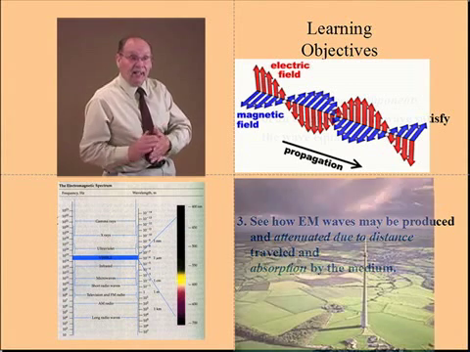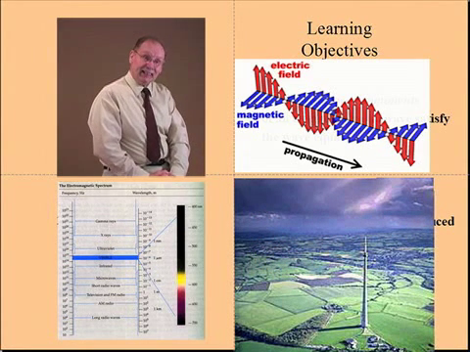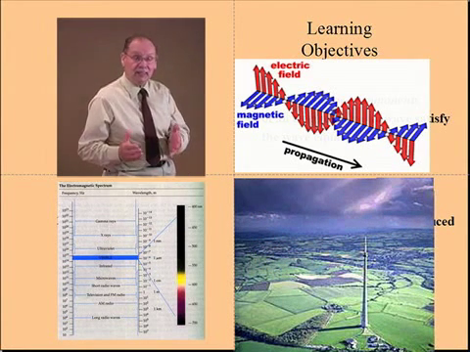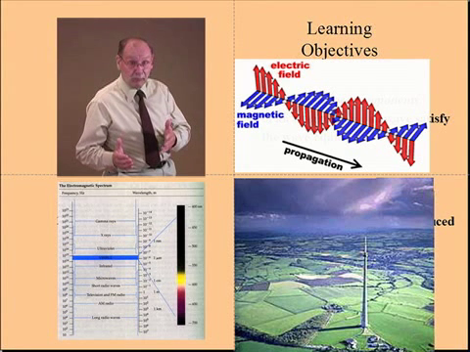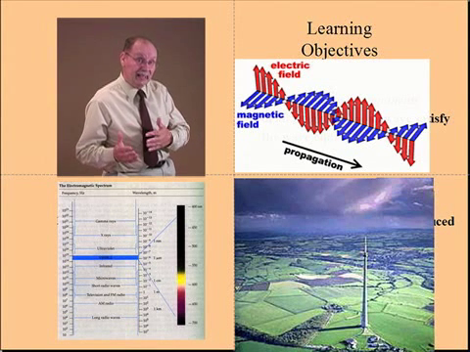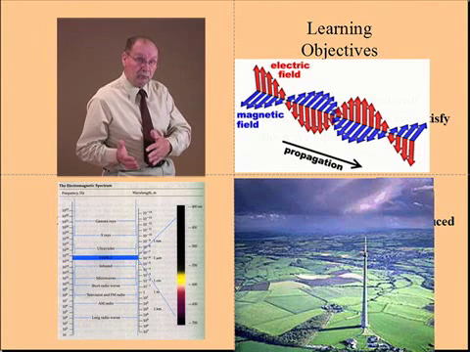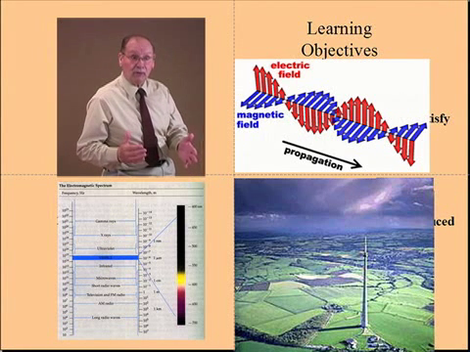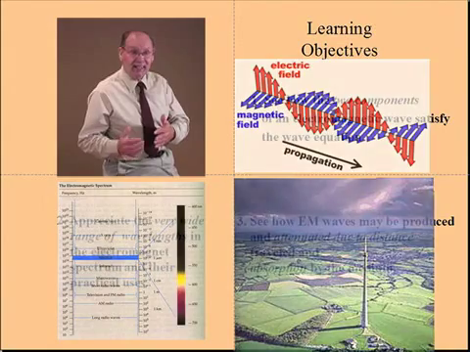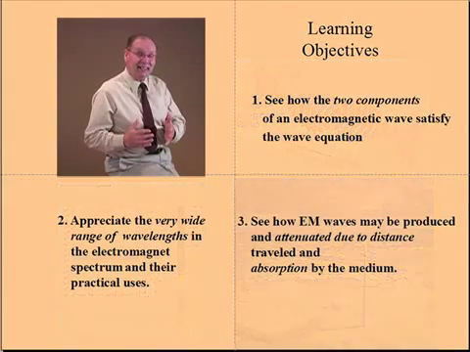Then the third thing is, how do we produce electromagnetic waves, and how do they behave when they're transmitted from one place to another? That involves the attenuation due to distance and the absorption due to the material through which they're travelling.